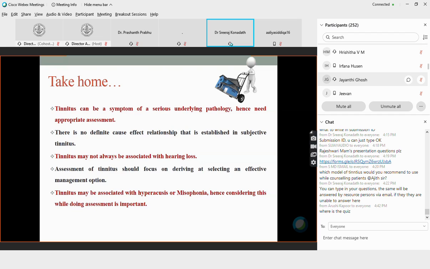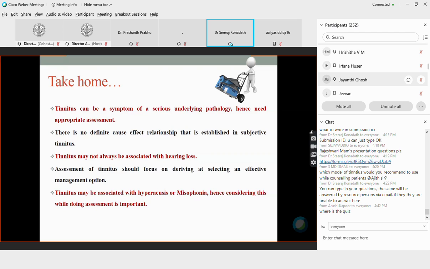Don't just do an assessment and leave the patient. That is what generally happens. Most of you will know how to do a pitch assessment and loudness matching. But is that the end of it? No. That is just the beginning, because you have quantified tinnitus. You have to plan effective management.